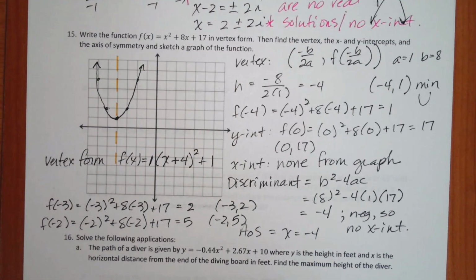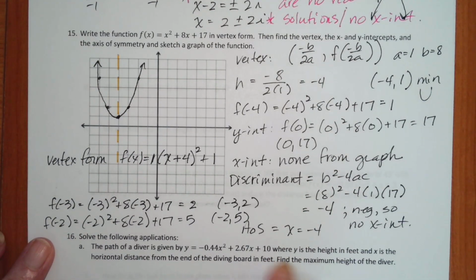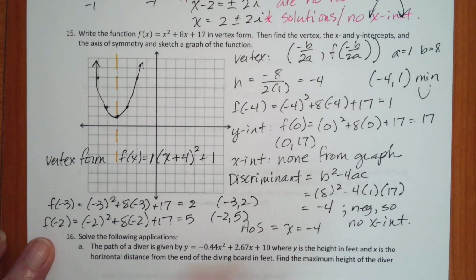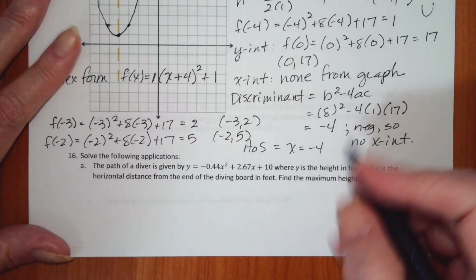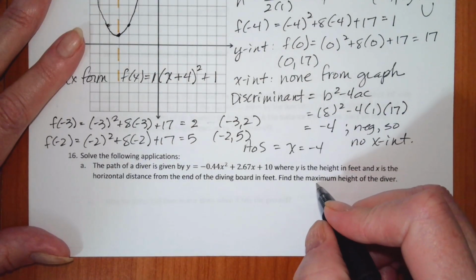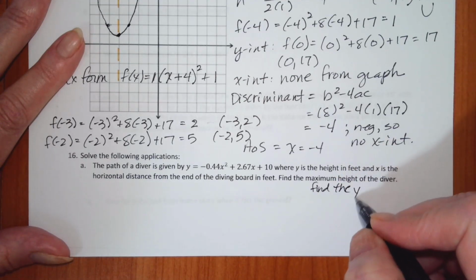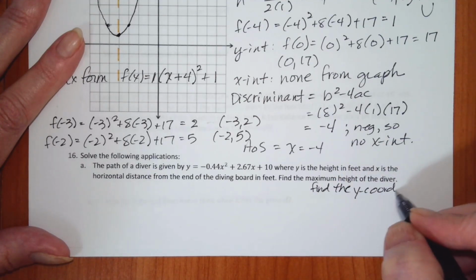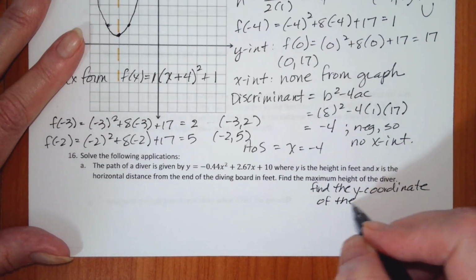Okay, let's see if we can do the next one. All right, the path of a diver is given by this equation where y is the height in feet and x is the horizontal distance from the end of the diving board. Find the maximum height of the diver. Okay, that means find the y coordinate of the vertex.